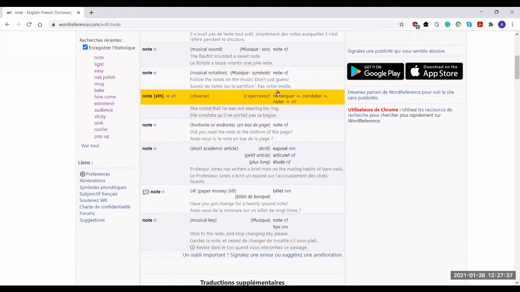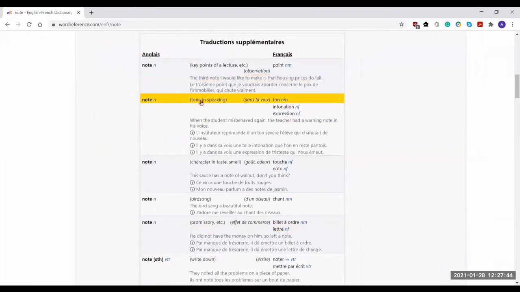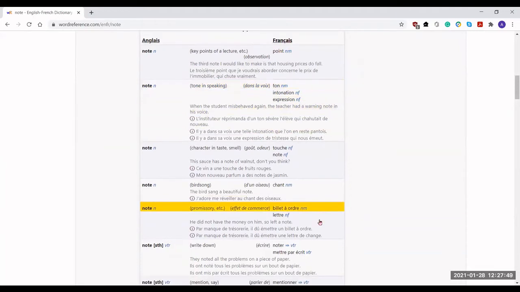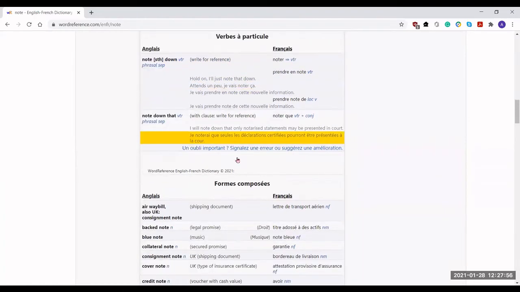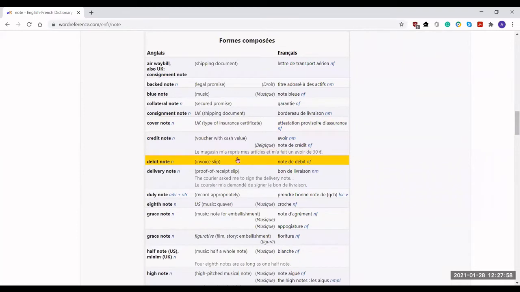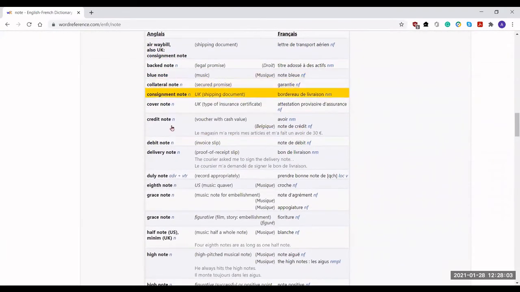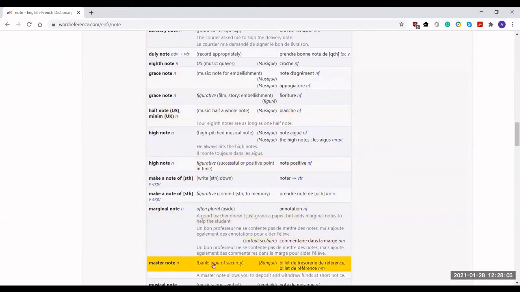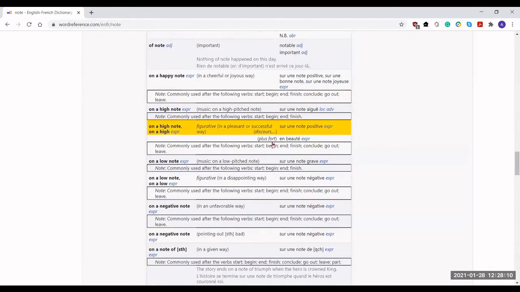For the verb note, we get verbs in French, right? And it continues on like this. A note as in a tone of speaking. Tone. We have phrases: to note something down. Noter, prendre en note, right? Even further, composed forms, so compound forms of the word. A blue note, a cover note, a high note. Make a note of. And it goes on like this for quite a while.